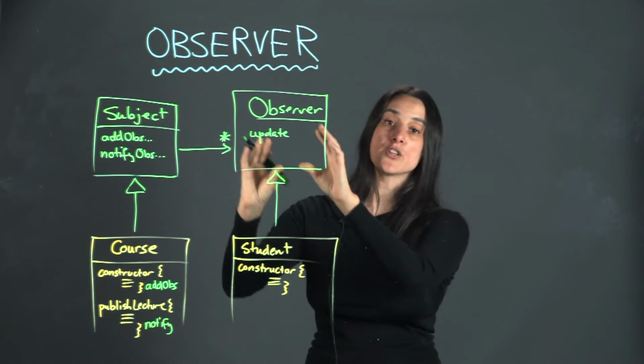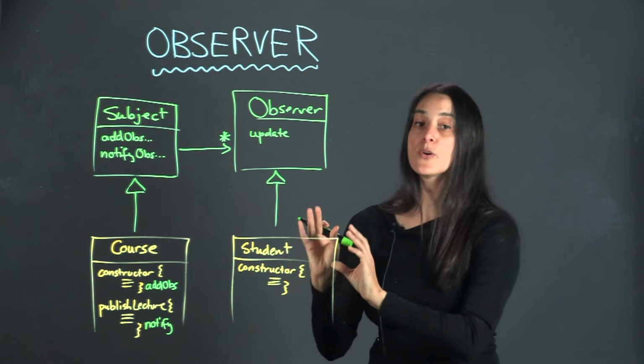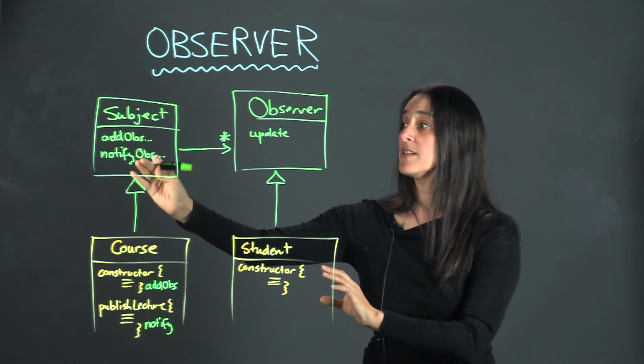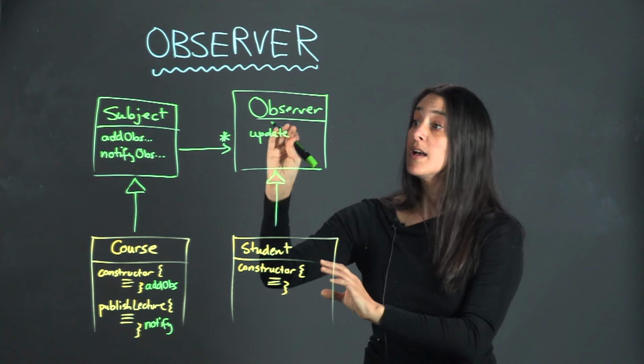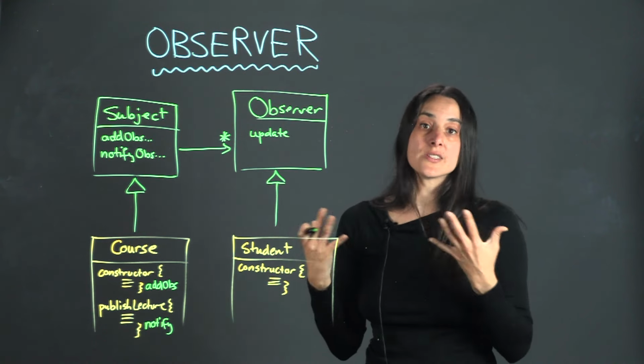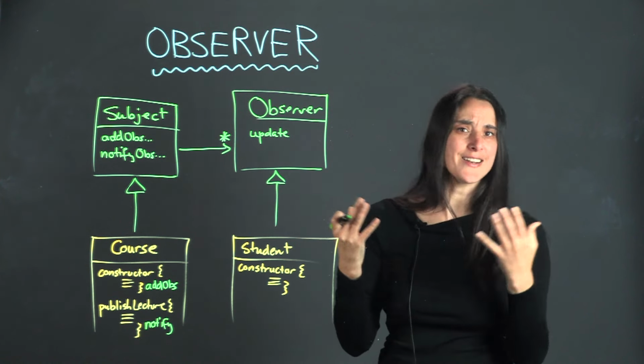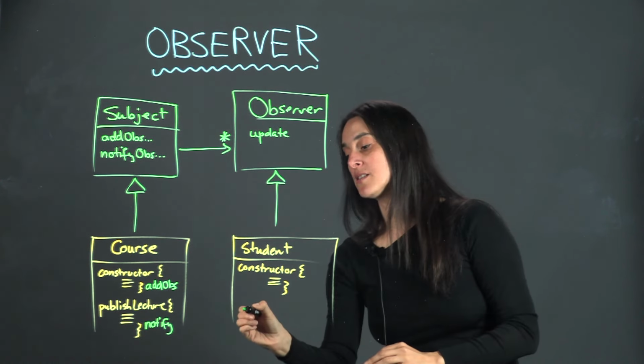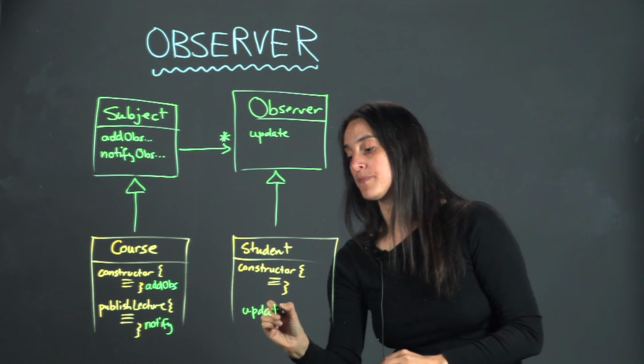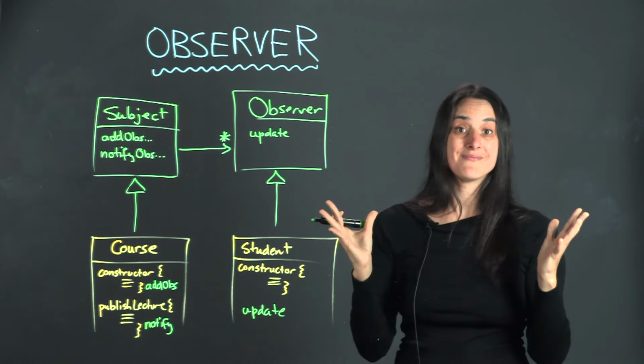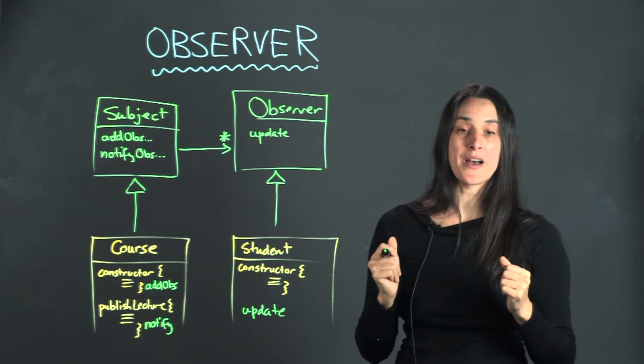And then we have to override this update behavior so that when the students are notified, when that notify observers calls the update method, the student does something with it, like starts to study or reads the slides or something like that. So here we put our update code. And that's it. Then you've implemented the observer pattern.